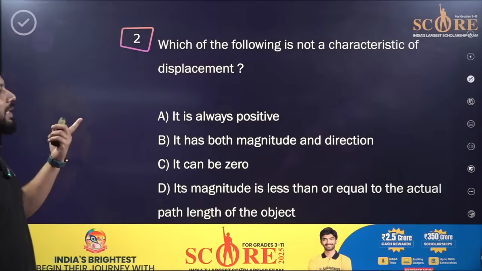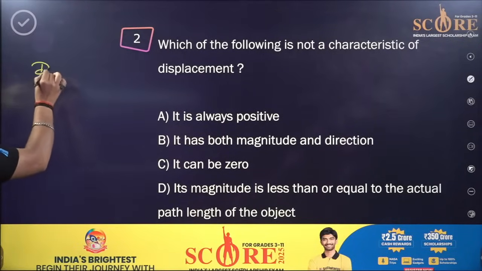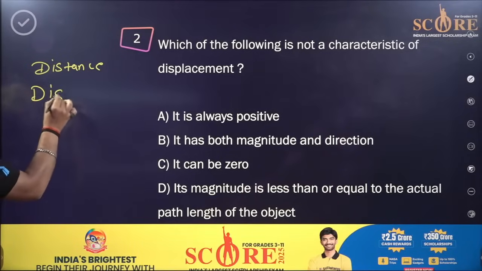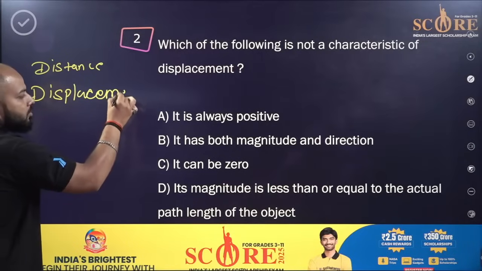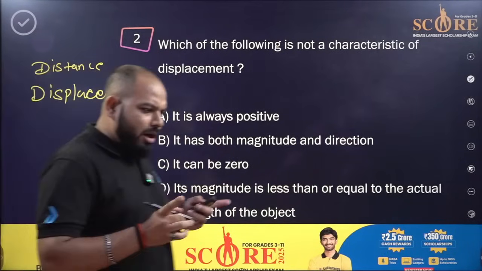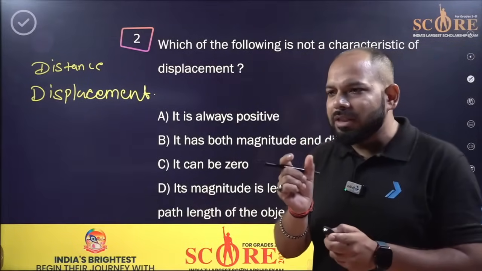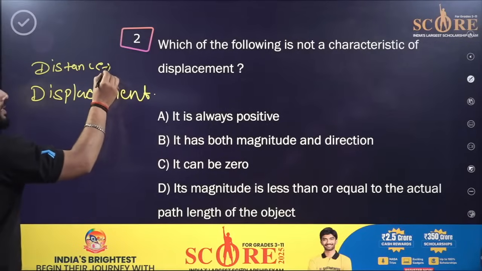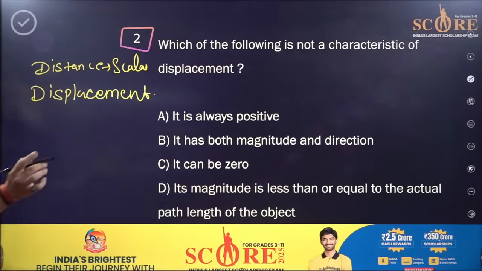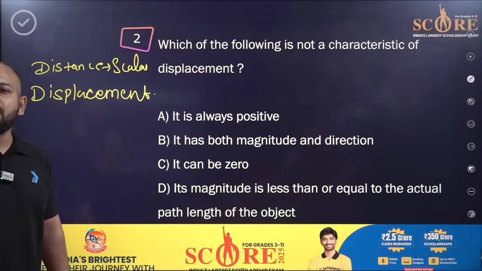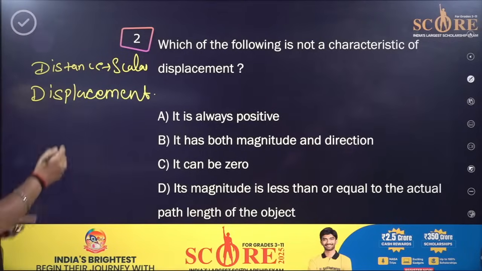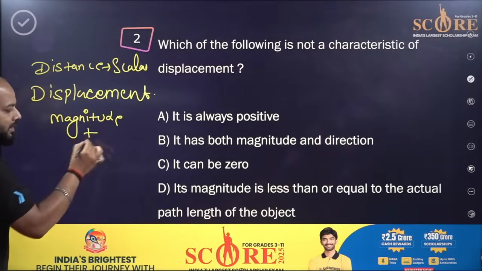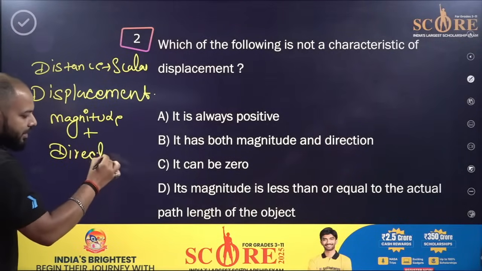Okay, so we all know these two terminologies: one is distance and one is displacement. The basic difference is this: both of these physical quantities are for length, but distance is a scalar quantity. If you don't know, let me give you a brief. Scalar has magnitude, no direction, and displacement has magnitude plus direction.